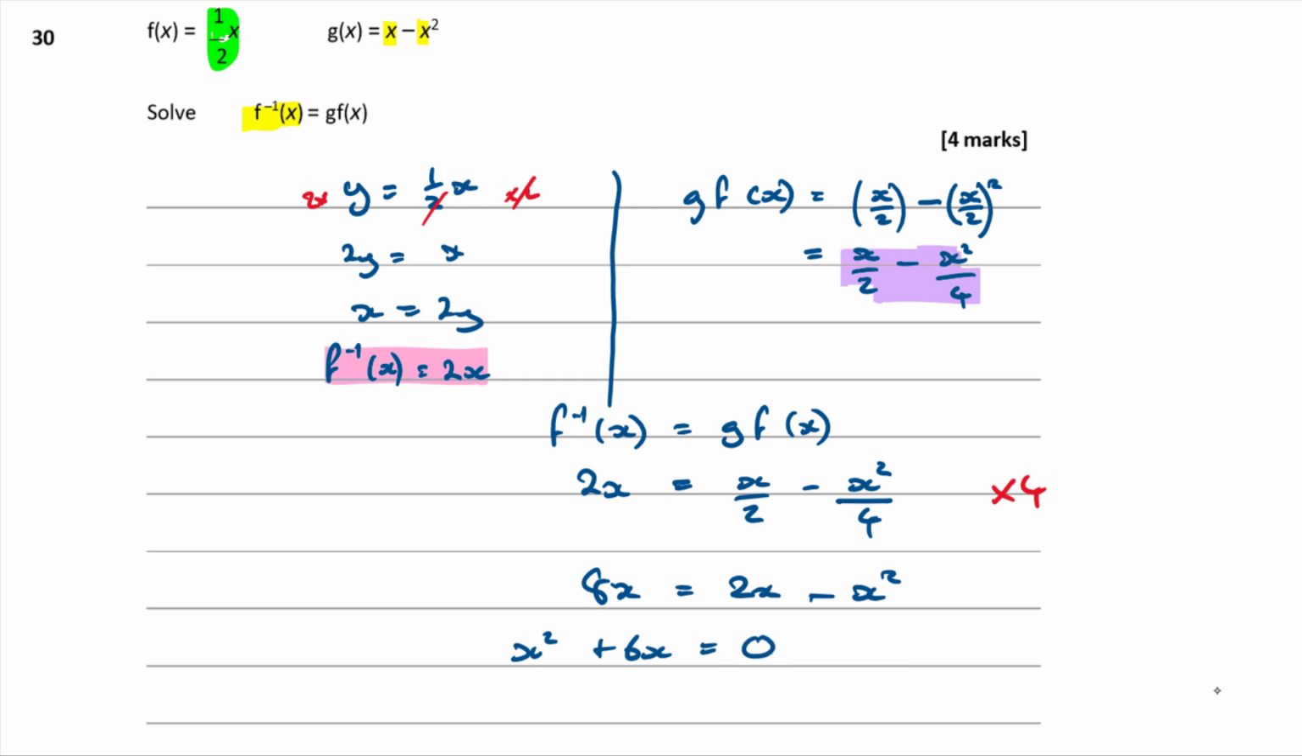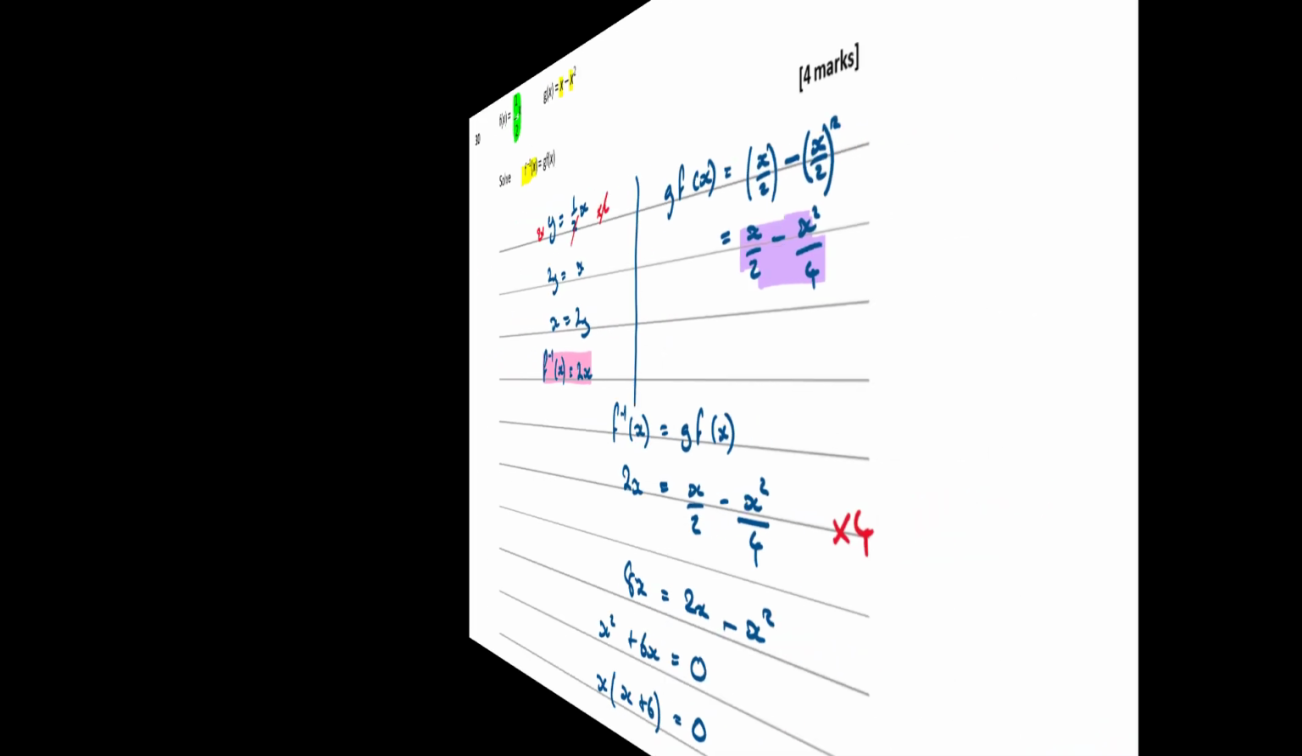Right, so then what am I going to do? I'm going to factorize: x times (x plus 6) is equal to 0. That tells me that x must be 0 or x must be minus 6.